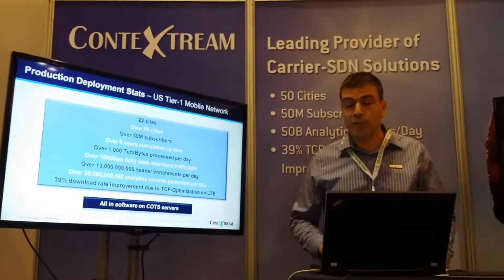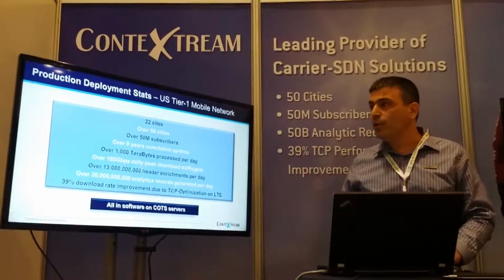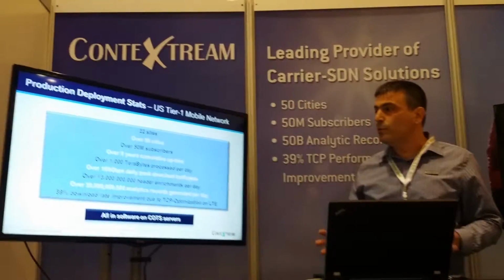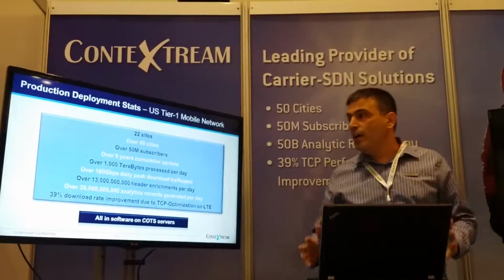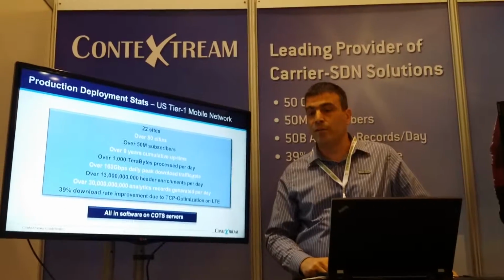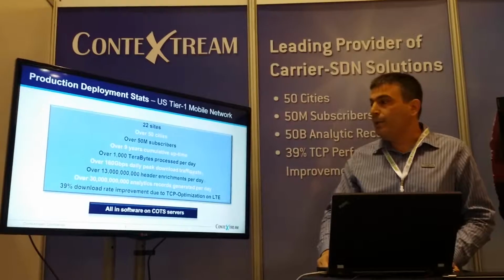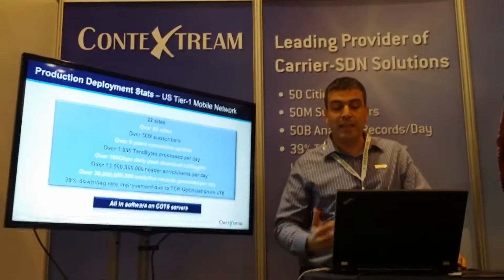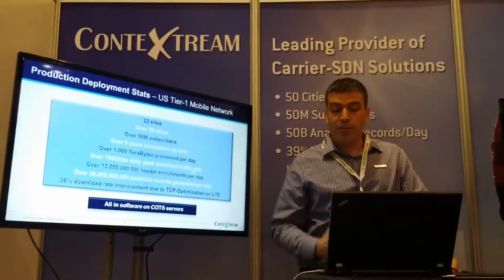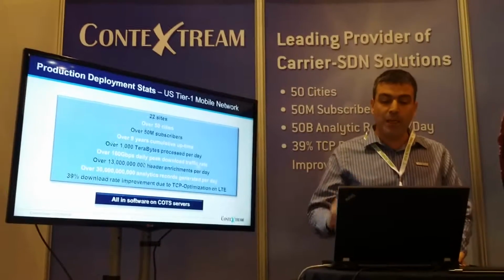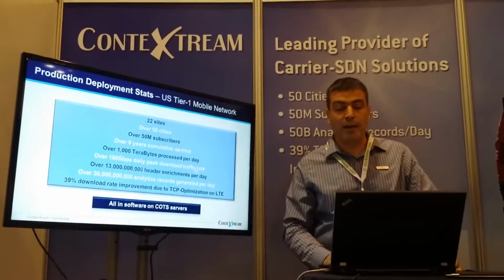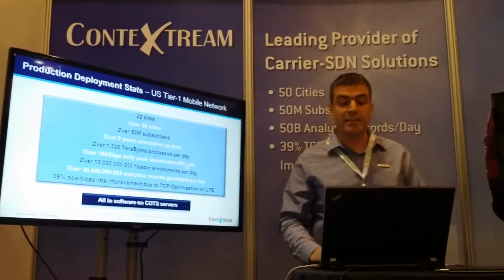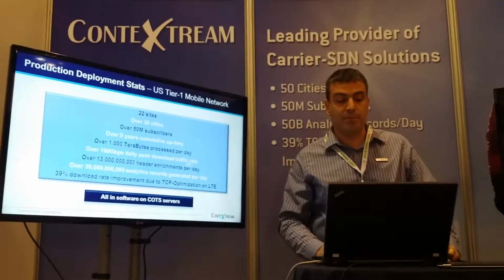Just a few words about the situation of our company. This use case is already deployed in 22 sites, over 50 cities, with 50 million subscribers, a cumulative time of 9 years, 1,000 terabytes processed per day, and a 160 gig daily peak download speed, over 13 billion header enrichments, where we put information about the subscriber in every HTTP GET, and over 30 billion analytics records. Analytics is a big thing that we can generate as part of the SDN.